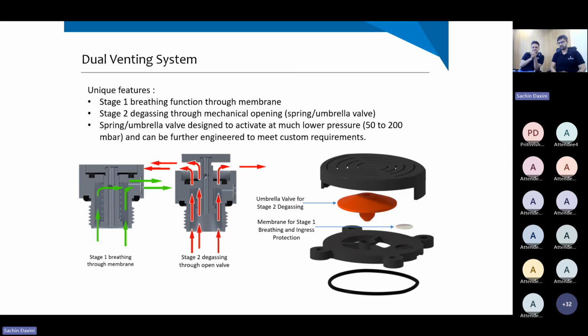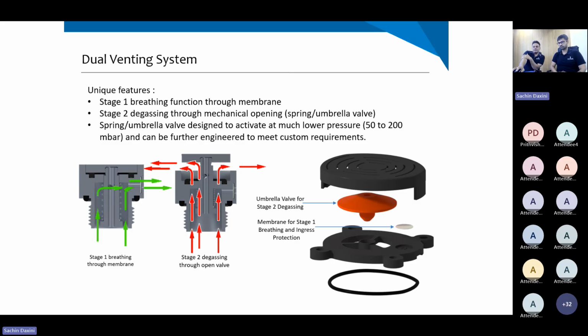On the graphics, we can see the M20 dual vent in breathing phase as well as the degassing phase. In the breathing phase, the green arrow shows the gases pass through the membrane, and in the center figure, we can see the vent open condition and degassing occurring in the M20 dual vent. Apart from the spring and membrane combination, there is a possibility to use an umbrella valve. So there is a concept of umbrella valve and membrane. The concept is there on the screen. These two vents, M12 and M20 dual vents, are designed for small and medium-sized battery pack applications.